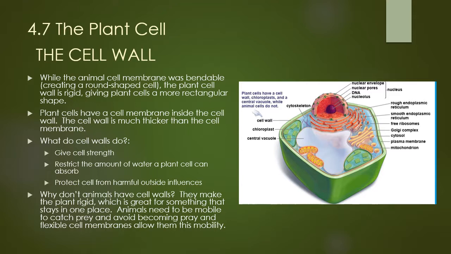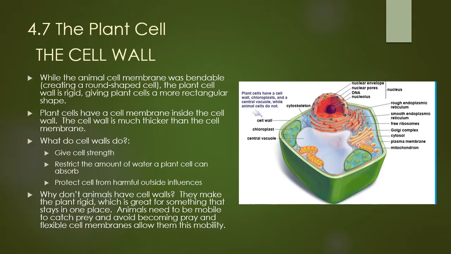Plant cells also have a cell membrane inside the cell wall, but the cell wall is much thicker than the cell membrane. So what cell walls do for the plant is they give it strength, they restrict the amount of water a plant cell can absorb, so it can't just absorb so much water it explodes, and they protect the cell from harmful outside influences, so they keep bad things from getting in.